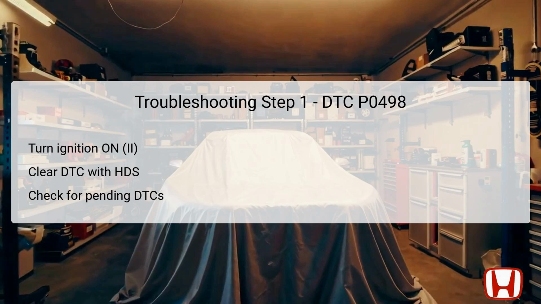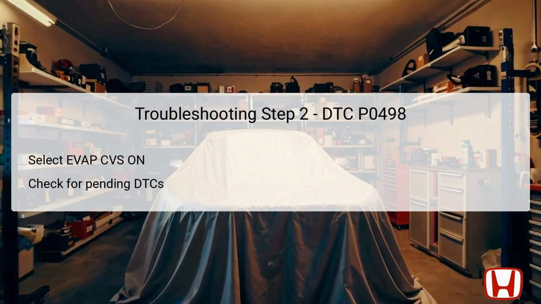After clearing the code, check for any pending or confirmed DTCs via the HDS. If DTC P0498 reappears, you will need to proceed with the next steps in the troubleshooting procedure. If it does not show up, it may suggest an intermittent issue that requires further investigation, possibly focusing on the wiring connections or components associated with the EVAP system.